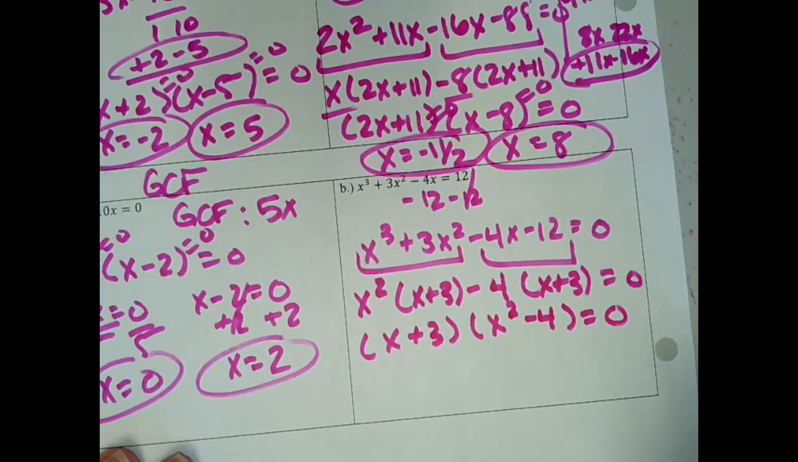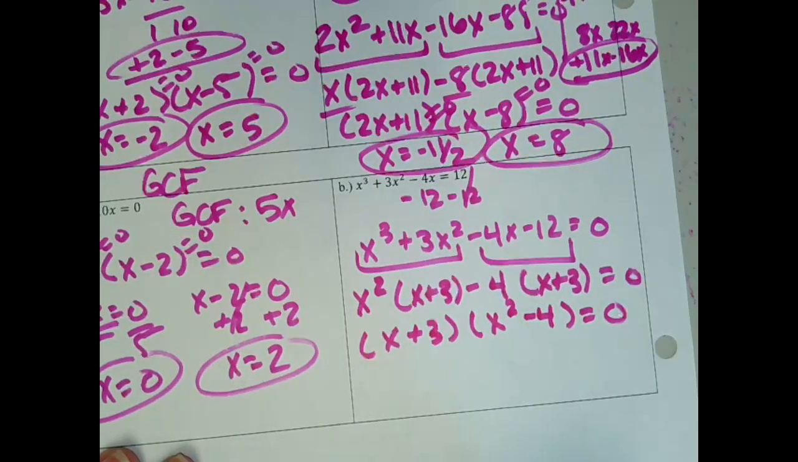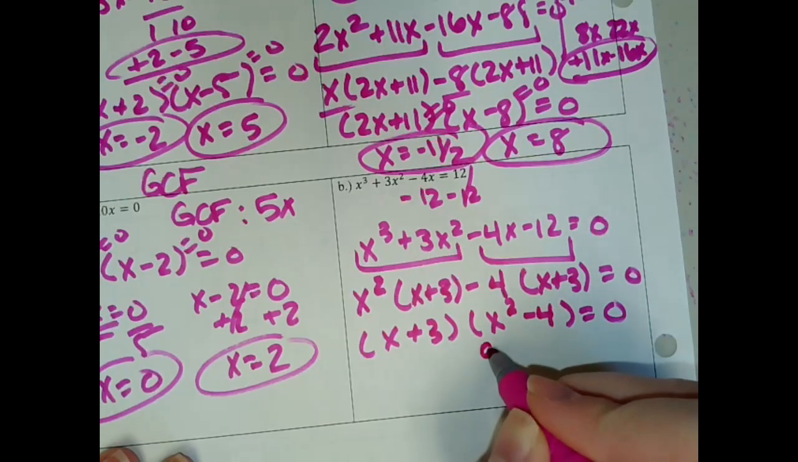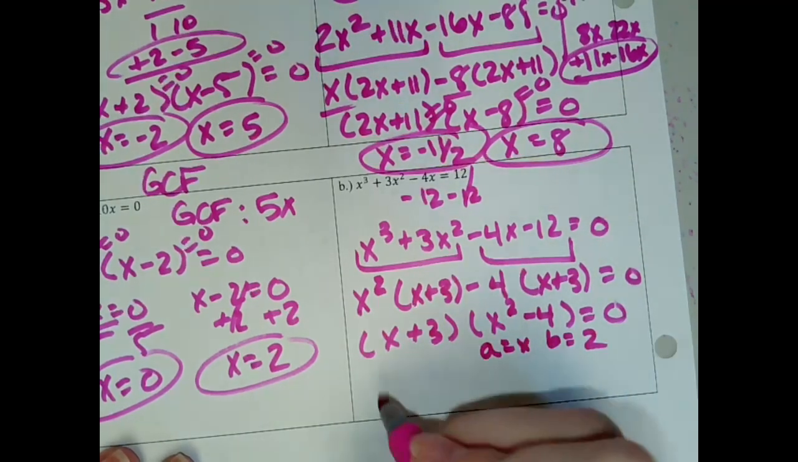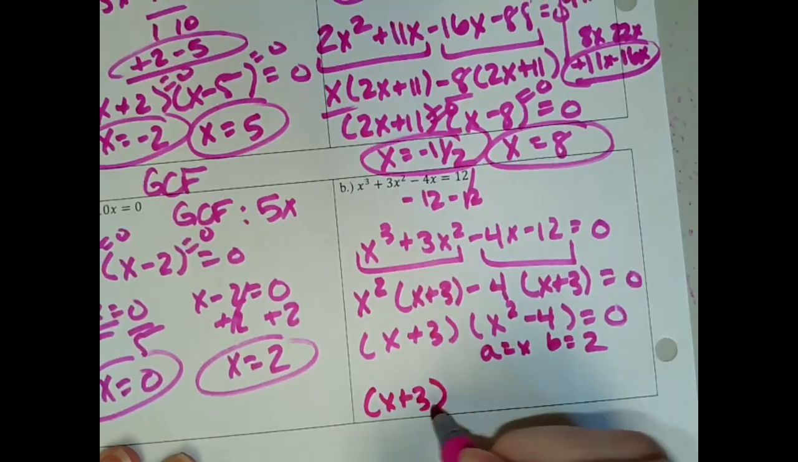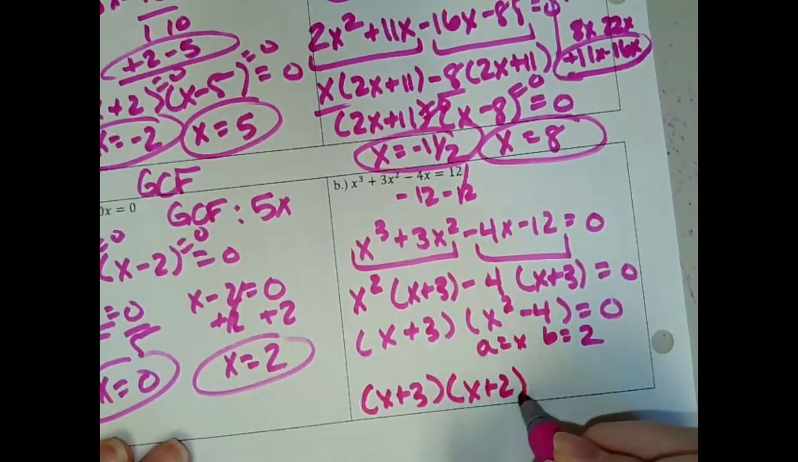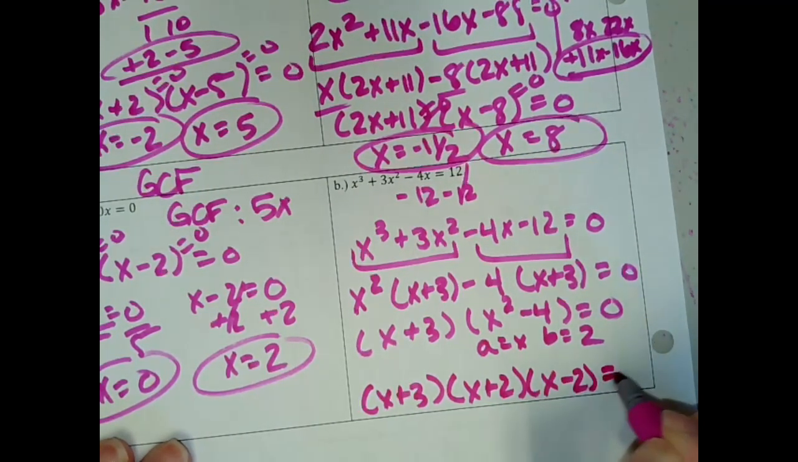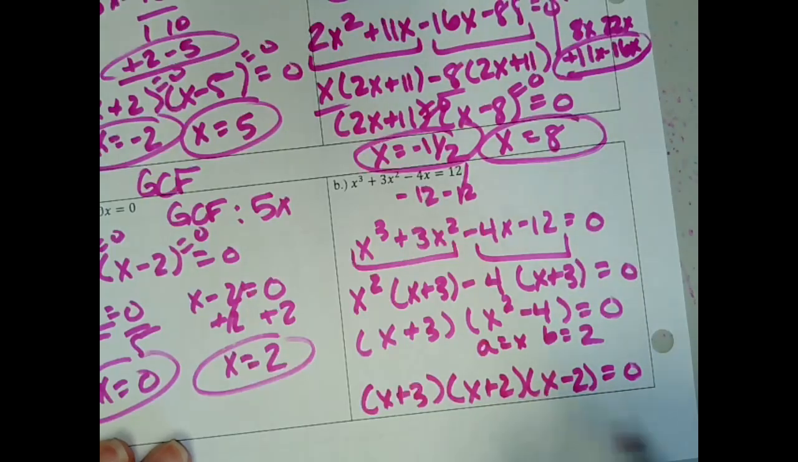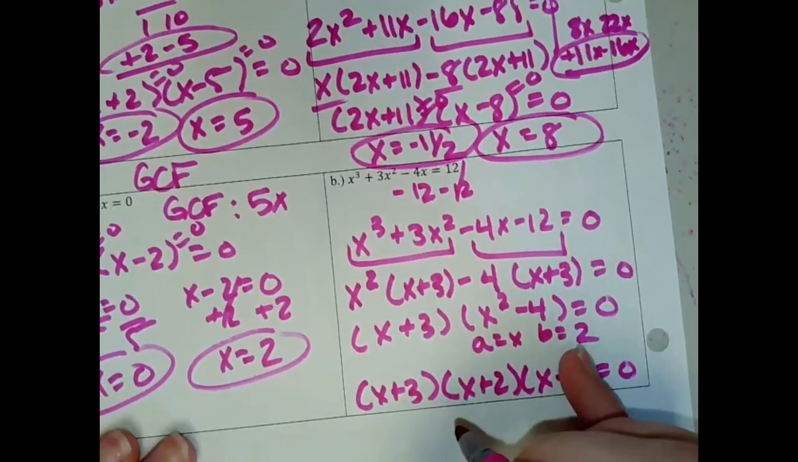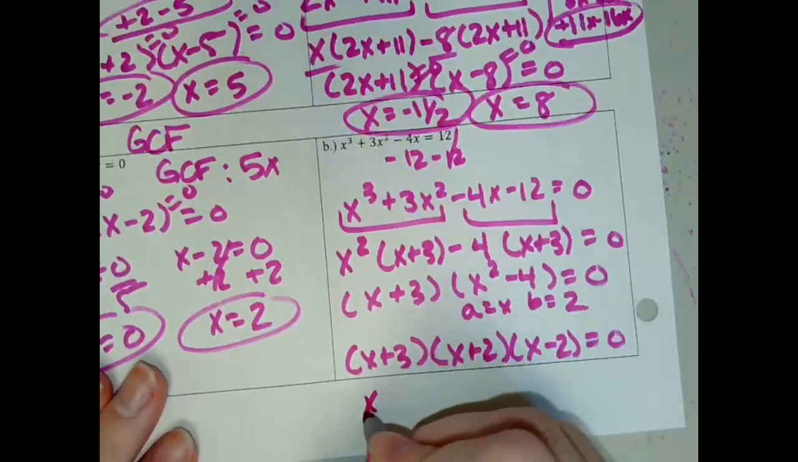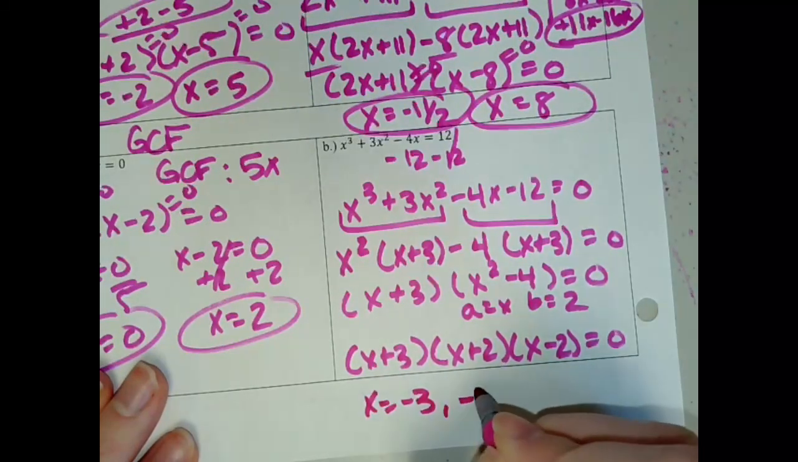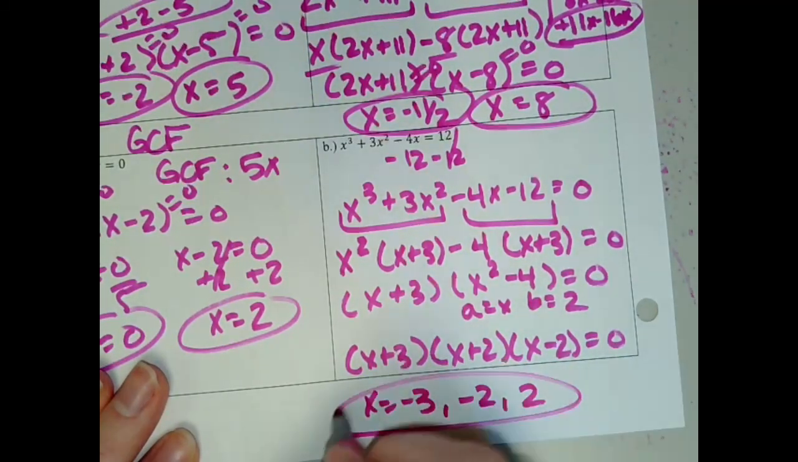Now you're not done, guys. This is factorable. It is a difference of 2 squares, where a is x and b is 2, because you're asking yourself, what do you square to get these terms? So x plus 3 is out front, and then difference of 2 squares, that's x plus 2, x minus 2, because it's a plus b, a minus b for your factored form. That's your special case. Set each part equal to 0. So I'm going to have 3 different solutions here. Negative 3, negative 2, and positive 2.